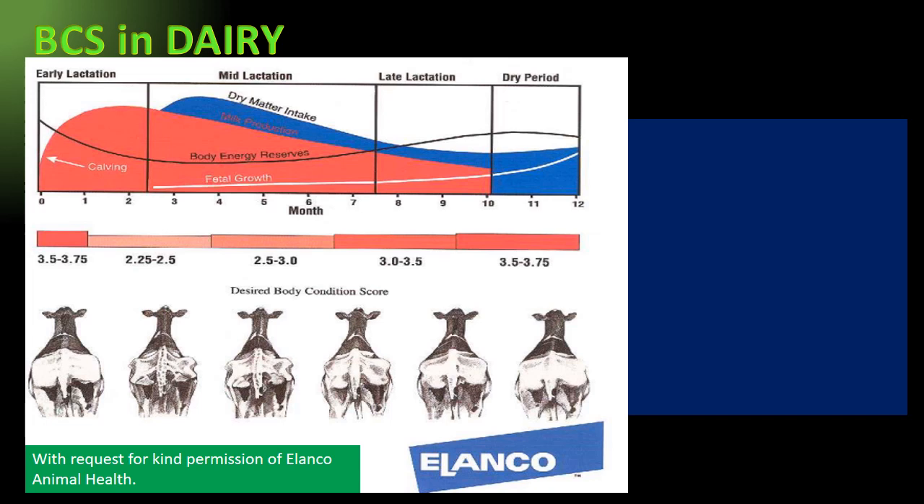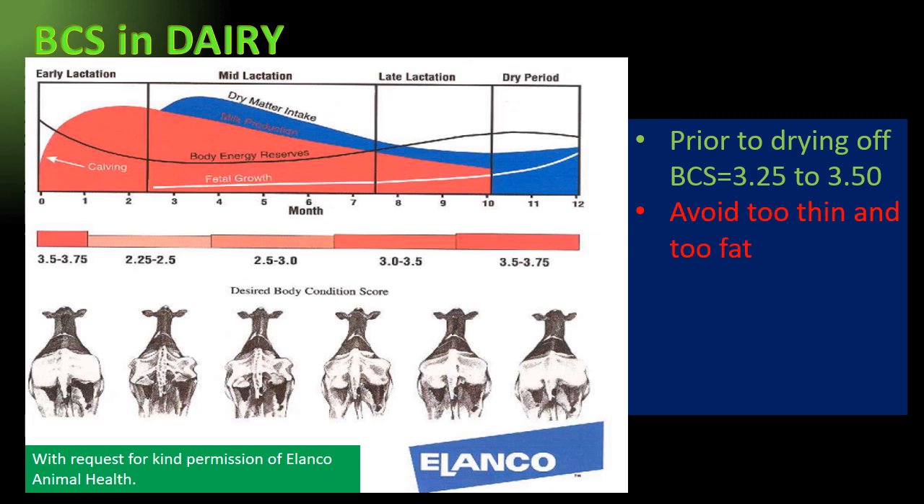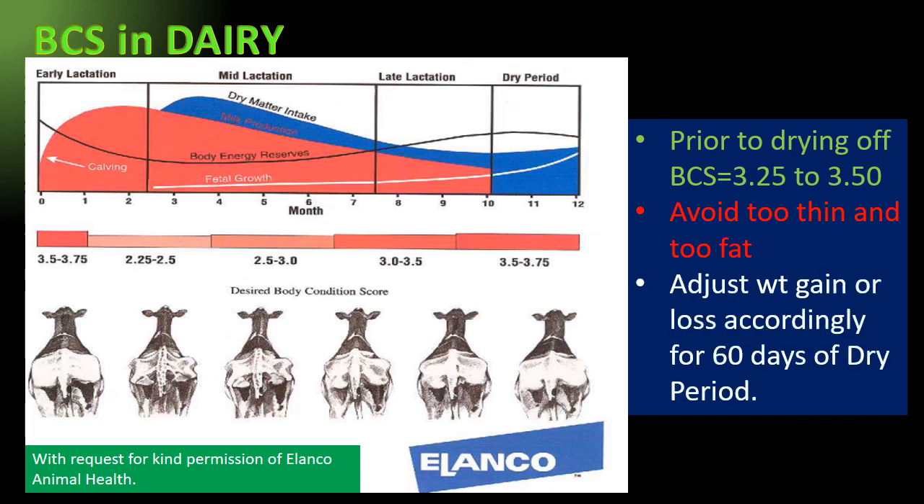This is another illustration from Elanco. Here you can see the different body condition scoring during different phases of lactation: during the transition period, then in early lactation, then mid lactation, late lactation, and dry period. Just as a summary, prior to drying off, the body condition score should be between 3.25 and 3.5. Avoid too thin and too fat animals because both have issues, and adjust weight gain or loss accordingly for the 60 days of dry period.